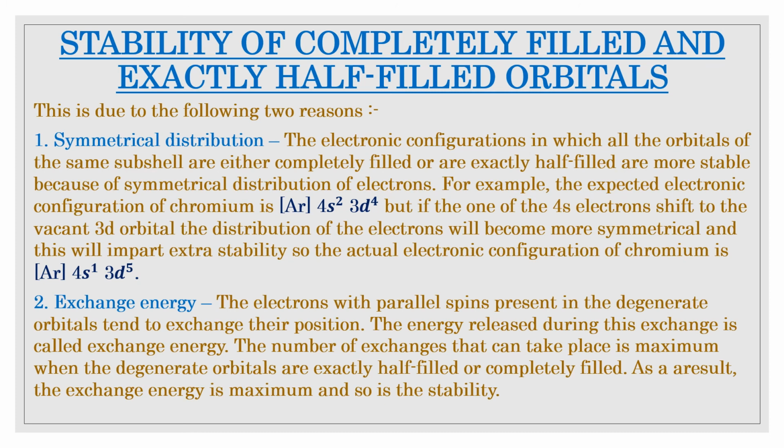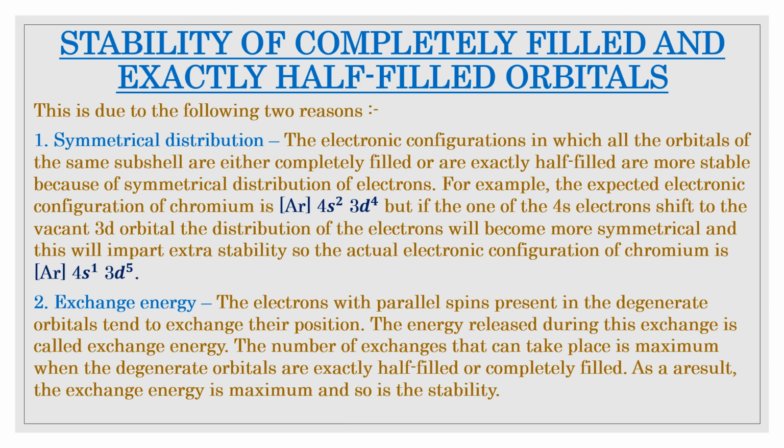One more reason is exchange energy. So what is exchange energy? The electrons with parallel spins present in the degenerate orbitals tend to exchange their positions. This means that if one electron is clockwise, it will exchange only with another electron which is also in the clockwise direction. The energy released during this exchange is called exchange energy.